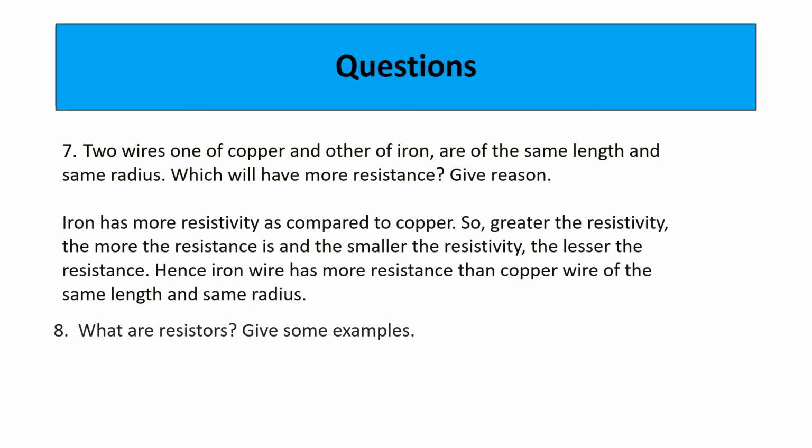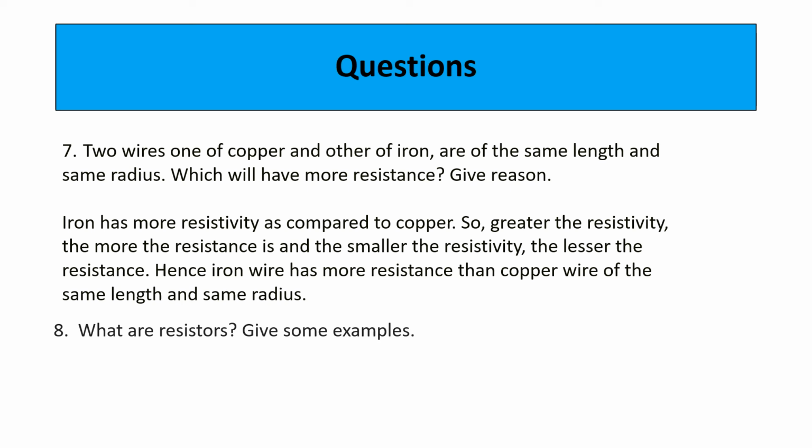Therefore, the answer is iron has more resistivity as compared to copper. So, greater the resistivity, the more the resistance is, and smaller the resistivity, the lesser the resistance. Hence, iron wire has more resistance than copper wire of the same length and same radius. Remember, iron has more resistivity as compared to copper.